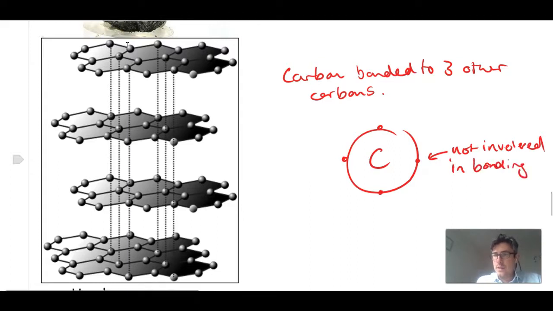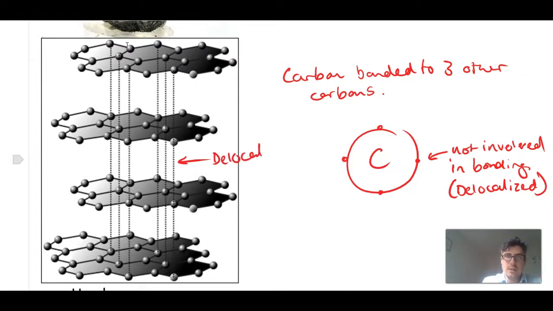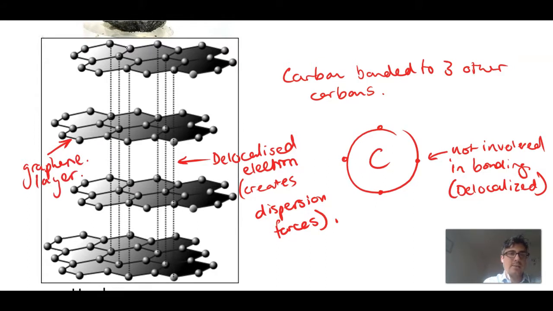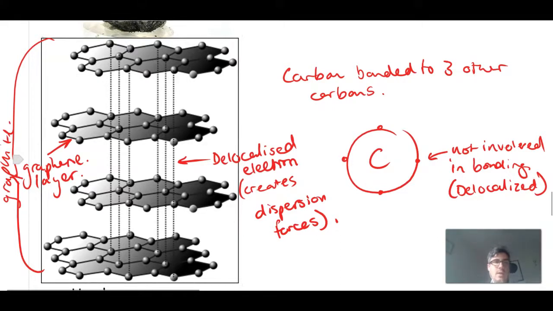And this means that it is delocalized. And delocalized means it's not attached to any one atom. It actually sits in the middle. Delocalized electron. Now this isn't enough to create an actual covalent bond, but what it is enough to do is create dispersion forces, which you've looked at in chapter 7. So those dispersion forces keep the layers together. Each of these layers is called graphene. Okay, that's called a graphene layer. And the whole structure together is called graphite. Okay, the whole thing together.